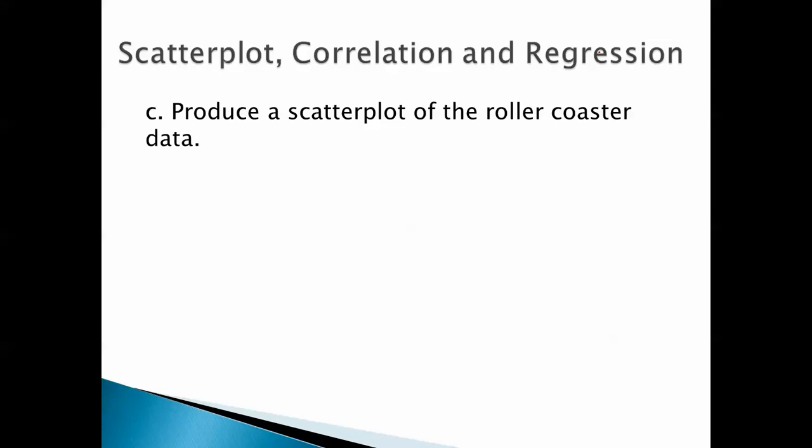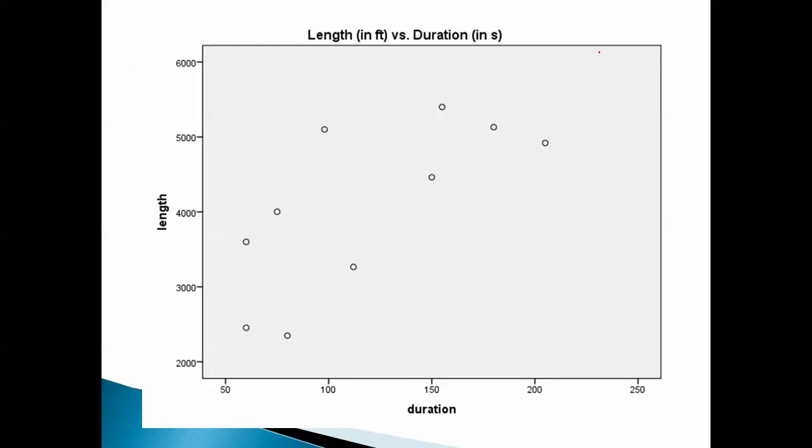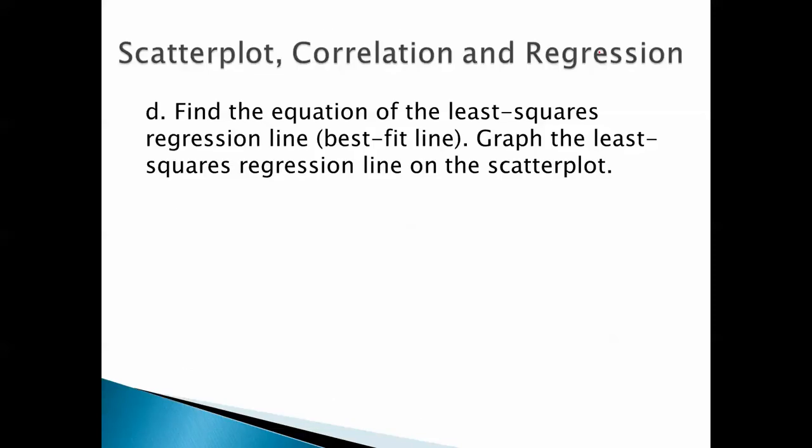Well, let's produce a scatter plot of the roller coaster data and see if it really does fit a linear model. Here's what the scatter plot looks like. Duration versus length. Yeah, that looks more or less linear. I think that's close enough to a linear model.